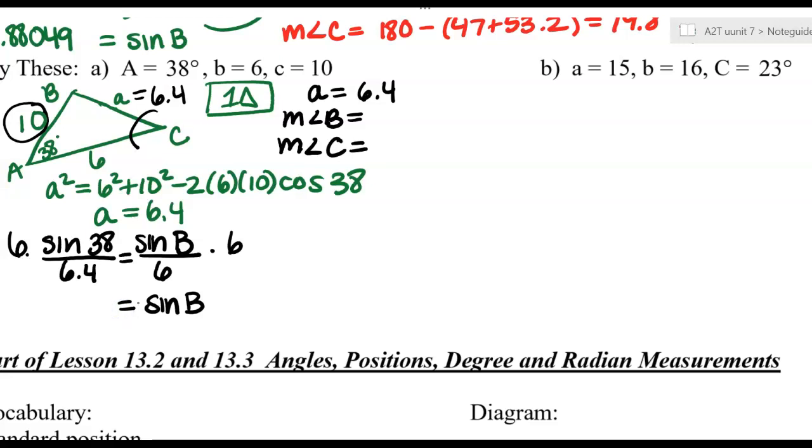And then I will take the inverse sine of that decimal value to get B. And in that case, it should give you that the measure of angle B is equal to 35.3 degrees.